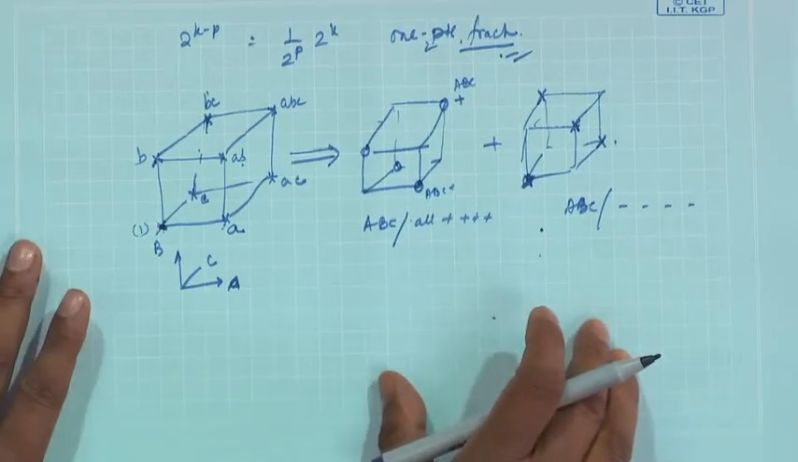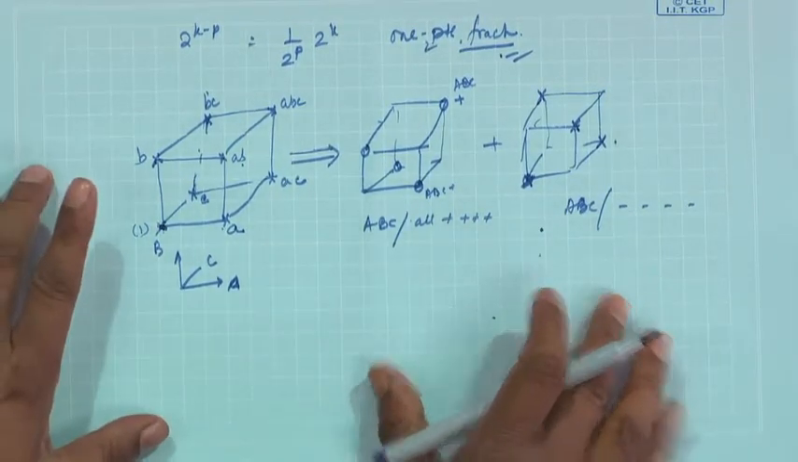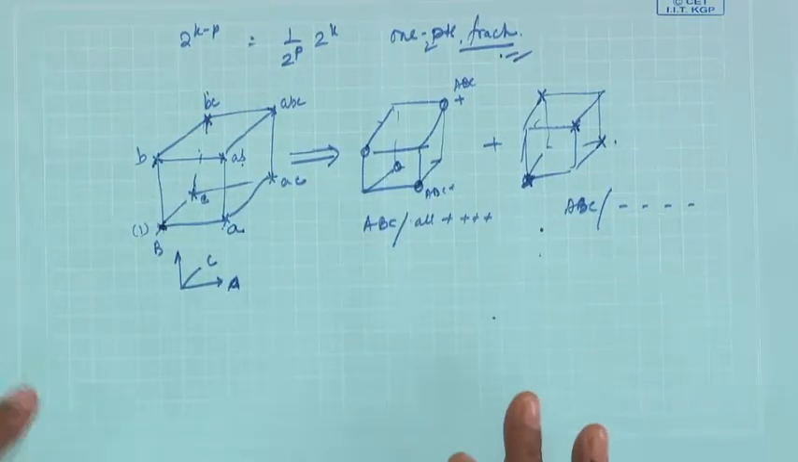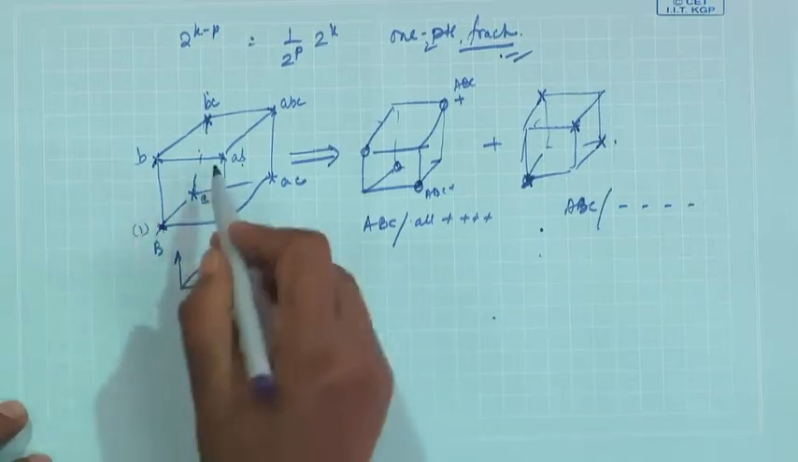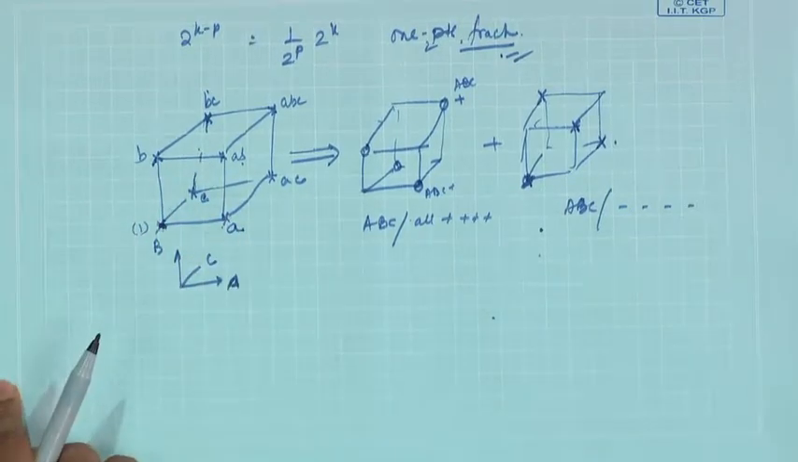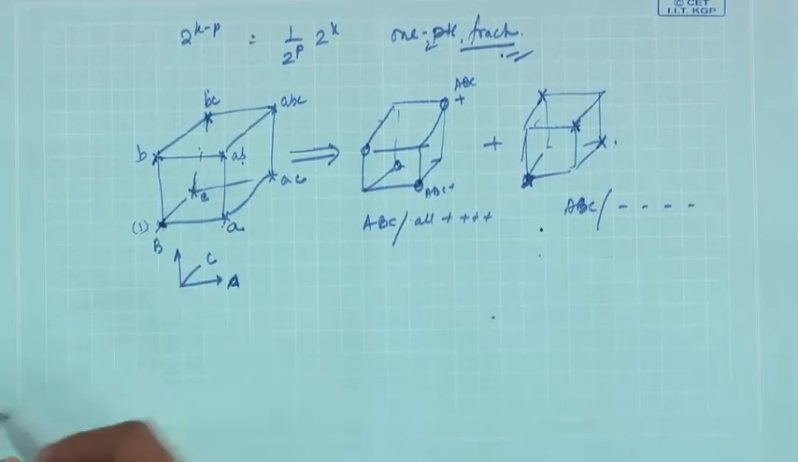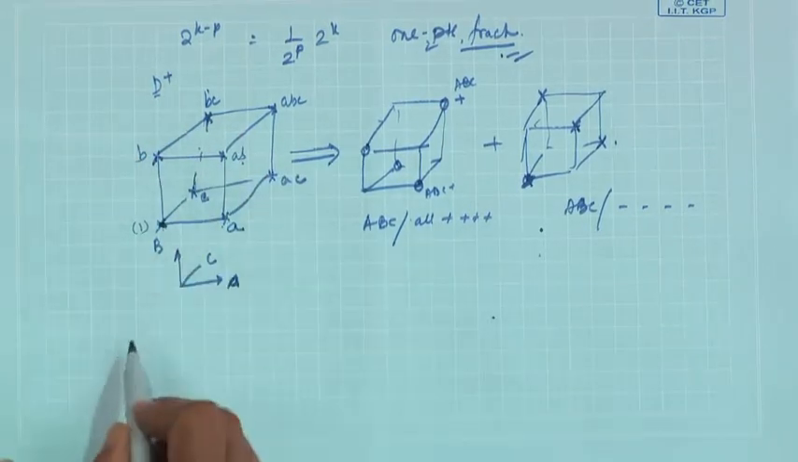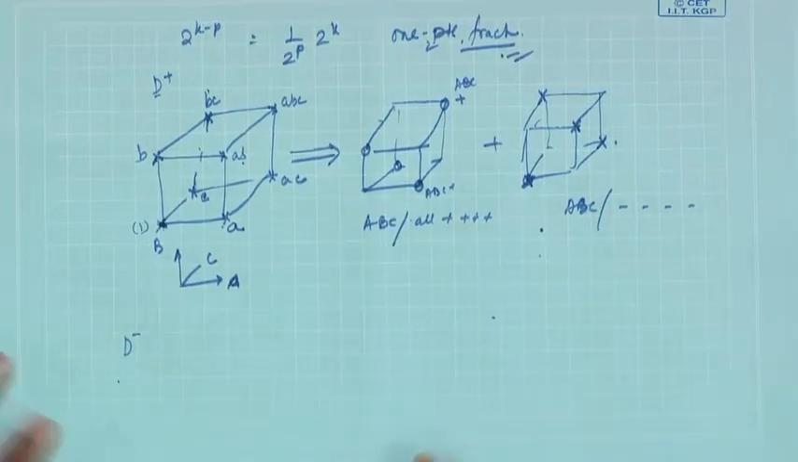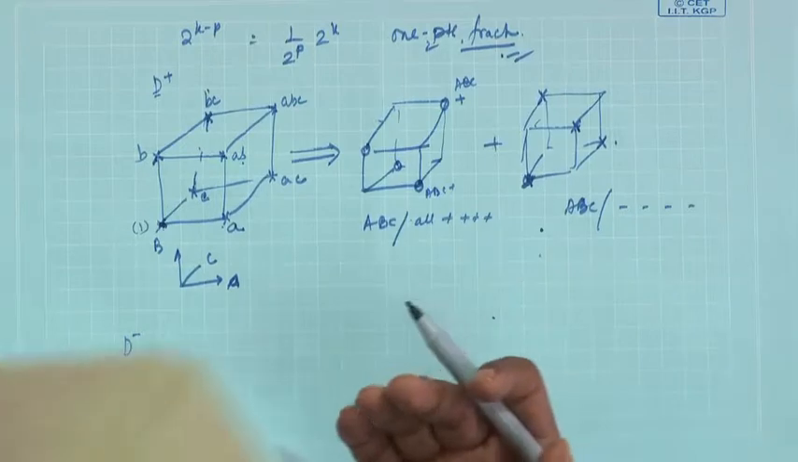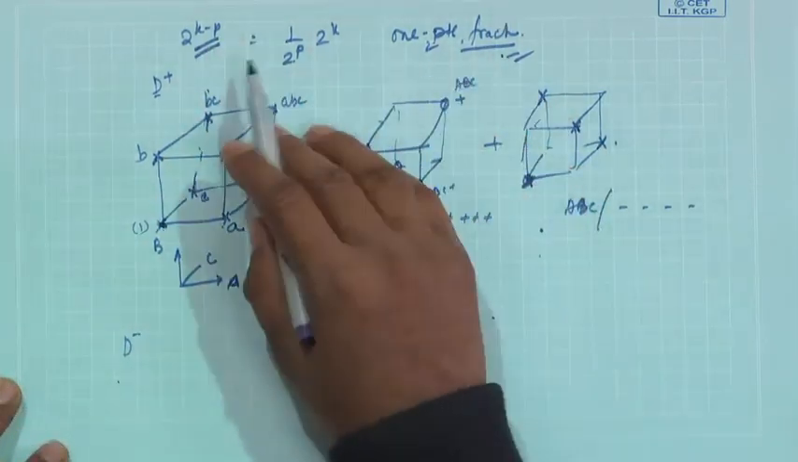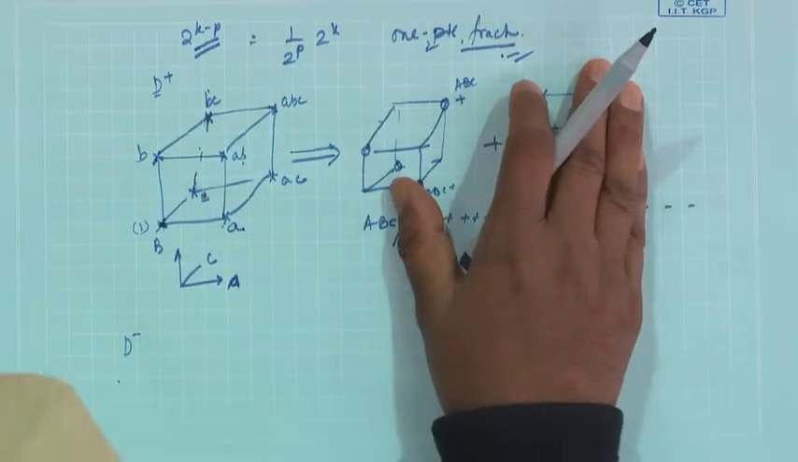This is called 1/2 of 2 to the power 3. Now, if you say 1/2 of 2 to the power 4, then what will happen? There will be one more factor D, and suppose this is for D positive, similarly another one will be for D negative, and you will be doing it. So, in general, when you make it to the power k minus p, that is known as 2 to the power k minus p fractional factorial design.